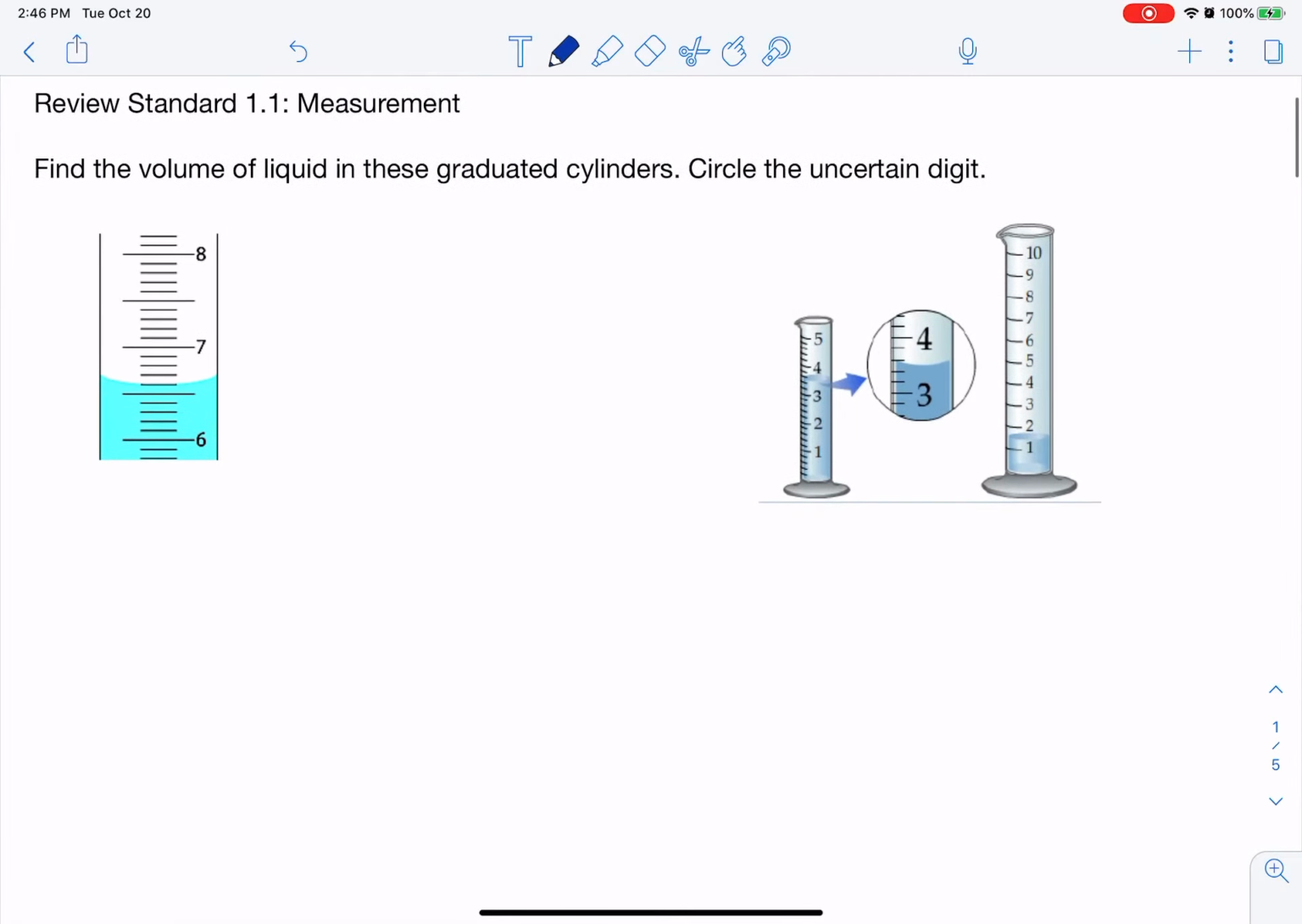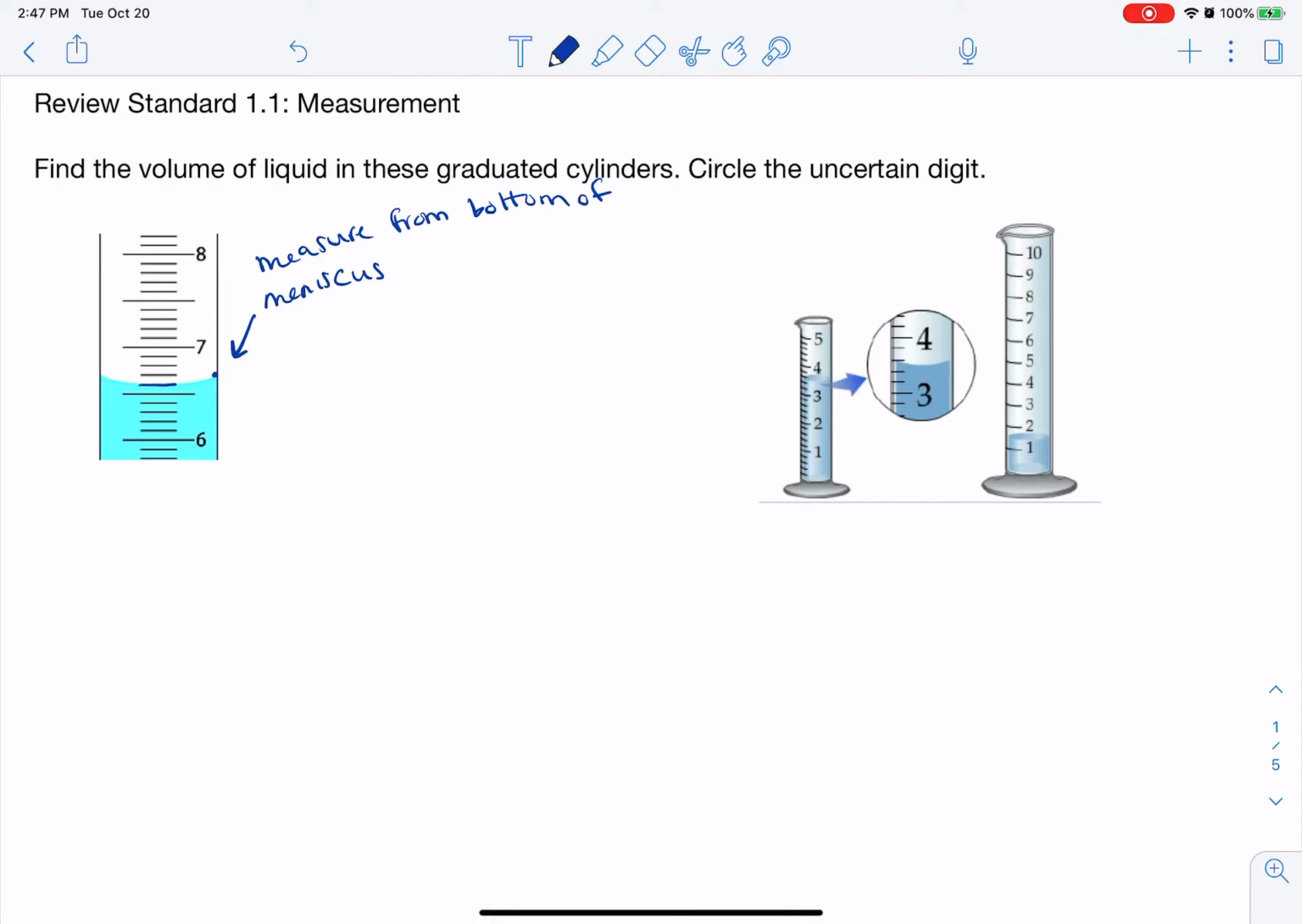So for this, we need to be able to look at a graduated cylinder and figure out the measurement, okay? So here, if you remember, there's this curve here, and this is called the meniscus. And we measure from the bottom of it. So that means we're going to say the bottom of the meniscus is about here. So that's where we're going to be measuring from. We're not going to be measuring from up here because that would give us a different value.